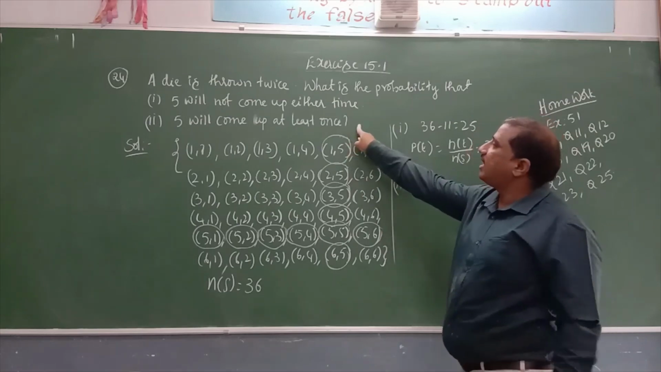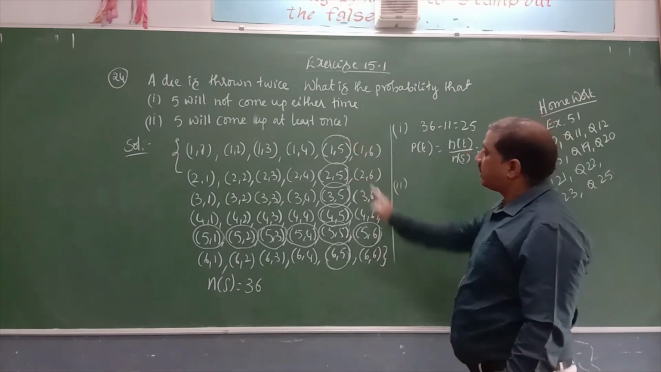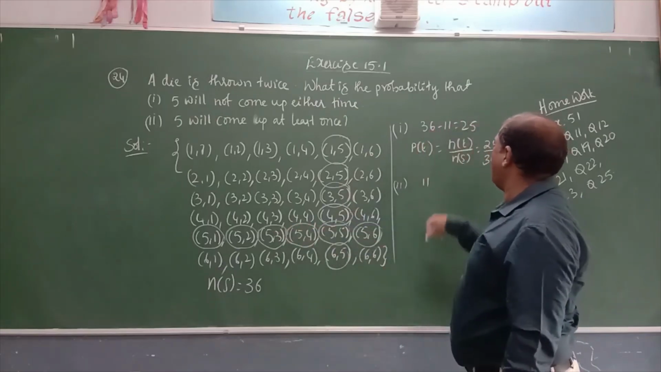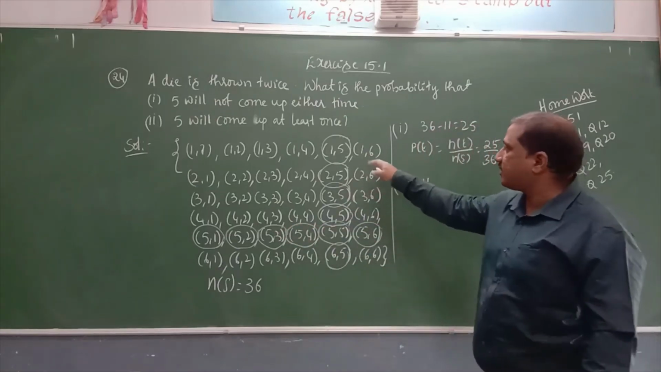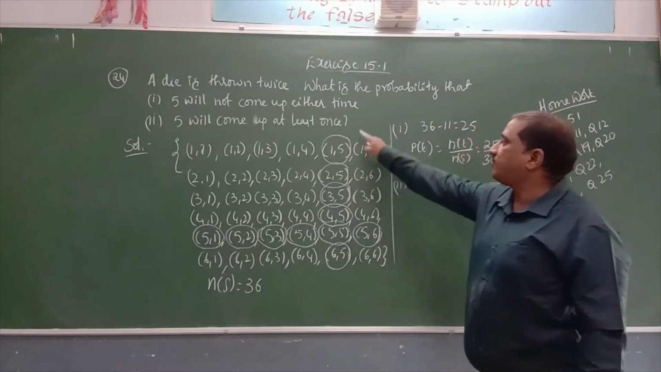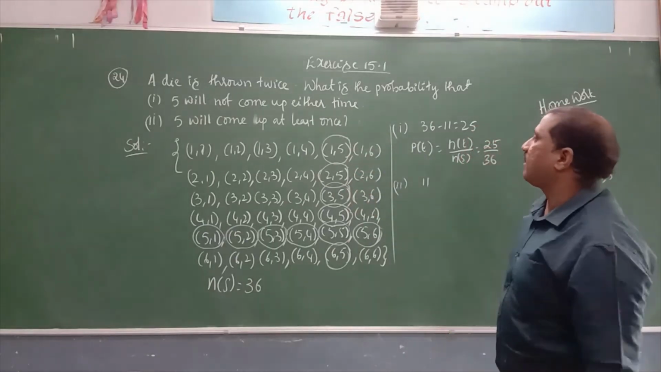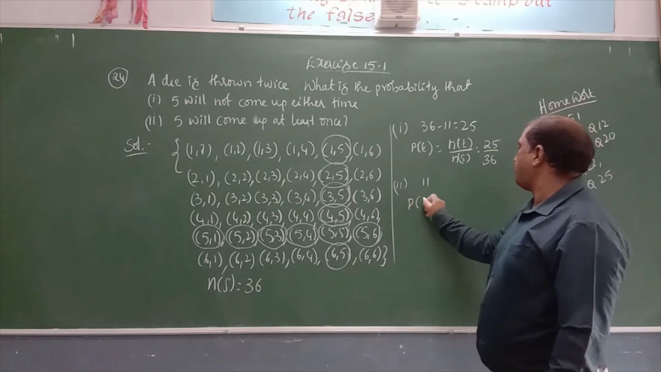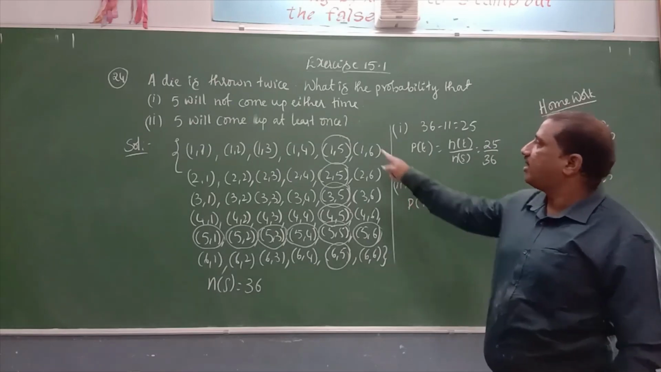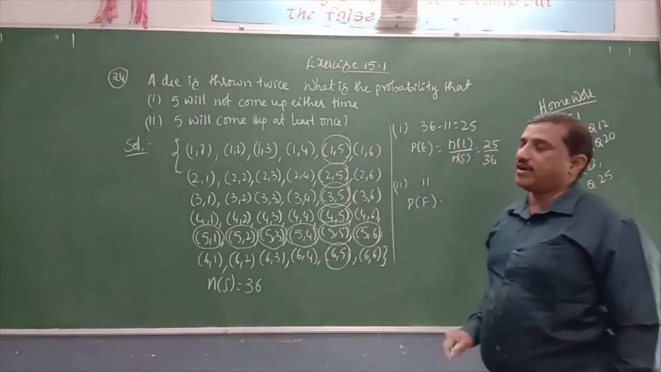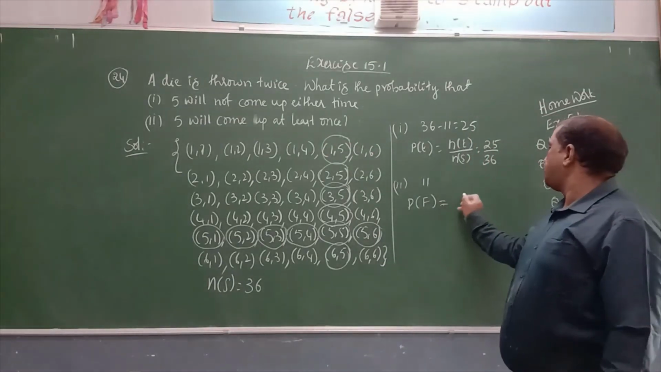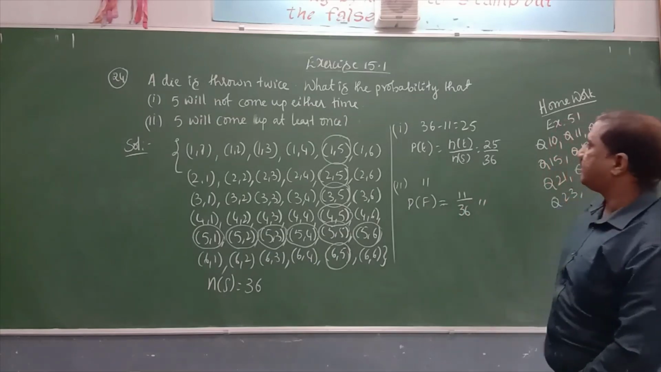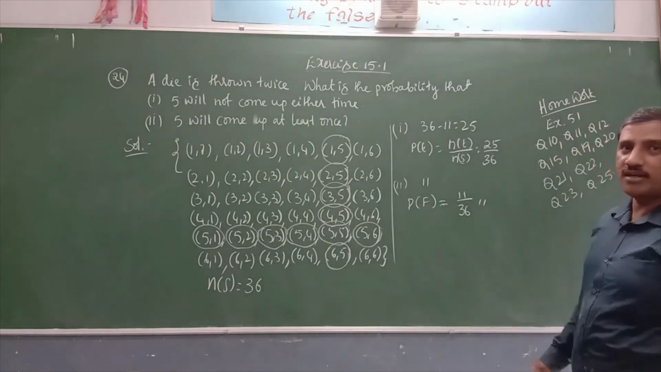Now for the second part, we have already got the answer. 5 will come up at least once. How many did we get? We have 11. The outcomes I have circled represent that 5 will come up at least once. Therefore, the probability of F, where F stands for 5 coming up at least once, is equal to 11 by 36. Is it clear, children?